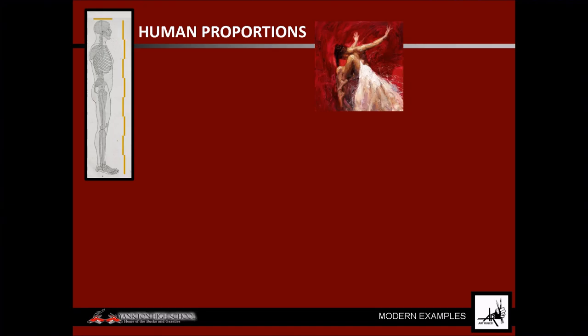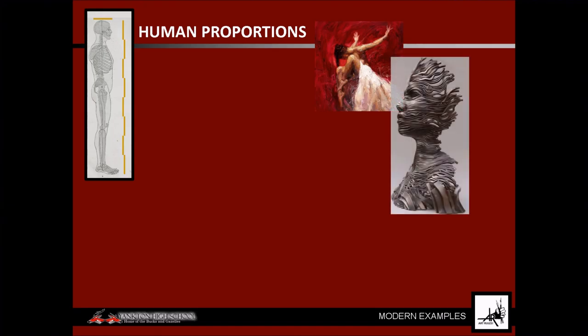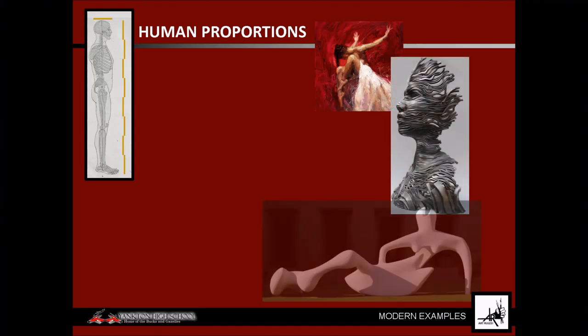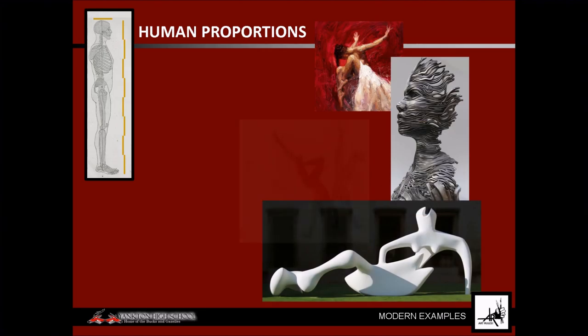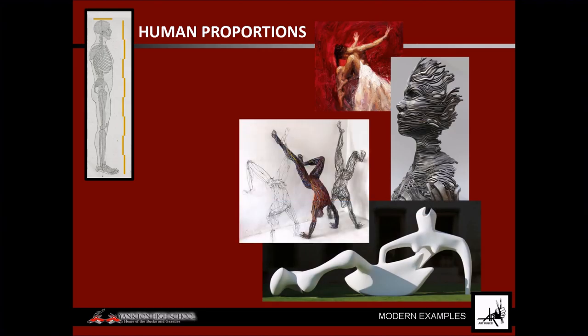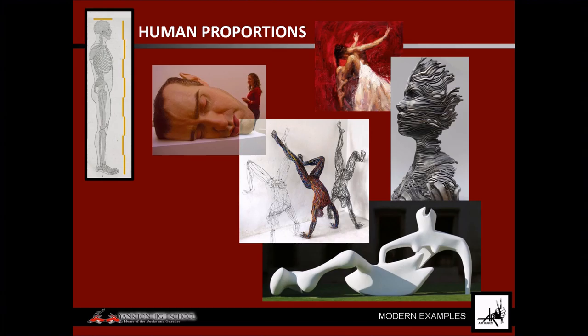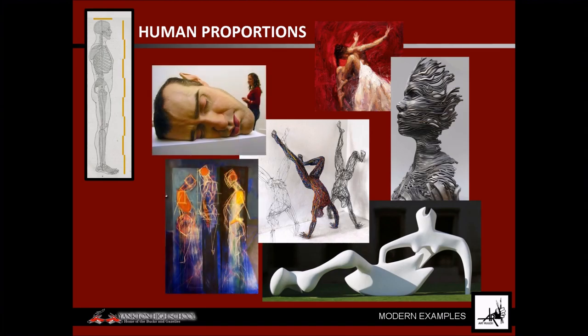Modern art continues to use the human form, and like the Egyptians and Greeks, we continue to use mathematics to understand the form, an understanding that helps us to use purposeful exaggeration to communicate individual, social, and cultural ideas.